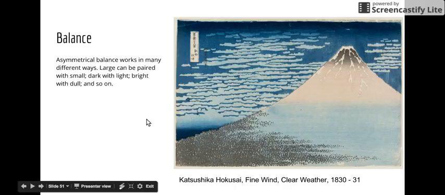If you look at it long enough, you'll find that your eye is drawn to here, and then it's drawn to here, and then back and forth, and you find yourself looking back and forth between these two places, and that's asymmetrical balance.